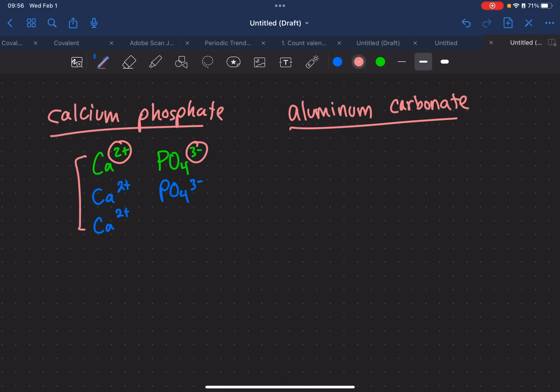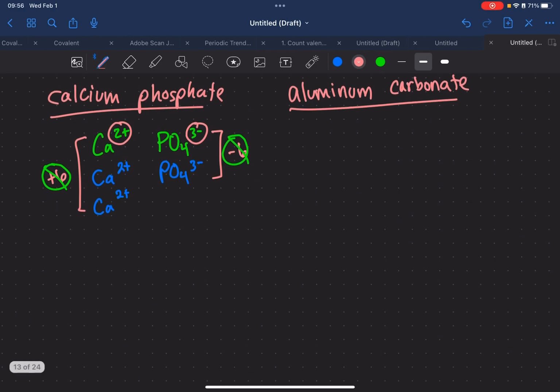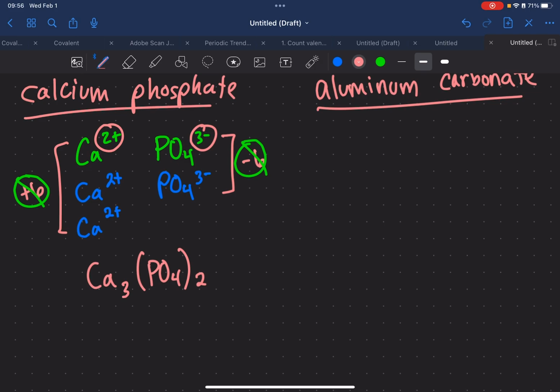And now that I have 3 of that and 2 of that, I have a total negative of -6 and a total positive of +6. These cancel each other out now. And so now I can write my formula. I have 3 calcium ions this time, Ca3. How many phosphates do I have? I have 2 of them. So I'm going to put parentheses, so I have 2 phosphate ions. And there we go.